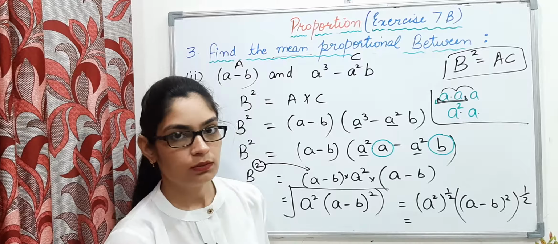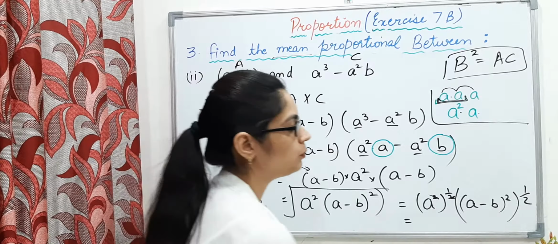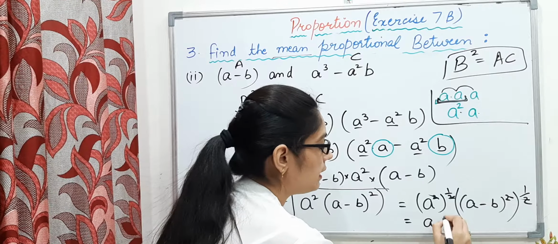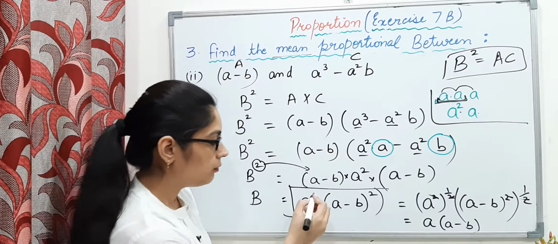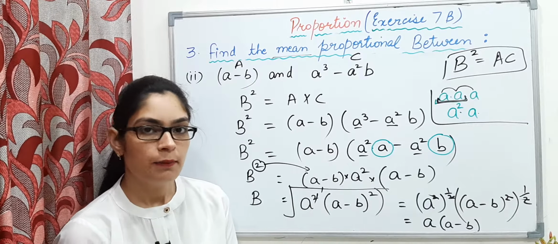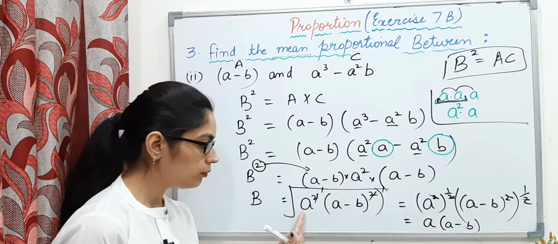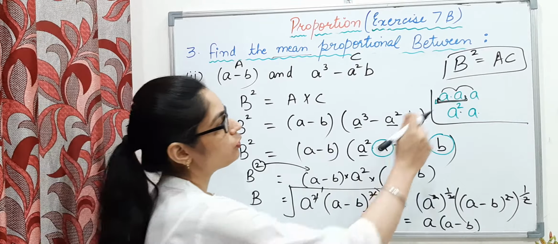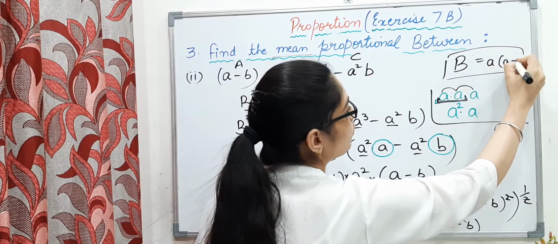So this square and this square root, the 2 and 2, will get cancelled, because powers we have to multiply. So we are left with a into a minus b. See, don't get confused here, if you know the concept directly, the square and root will get cancelled, because root means power 1 by 2. So we will be left with a into a minus b. So the mean proportional, this b, is equal to a into a minus b.